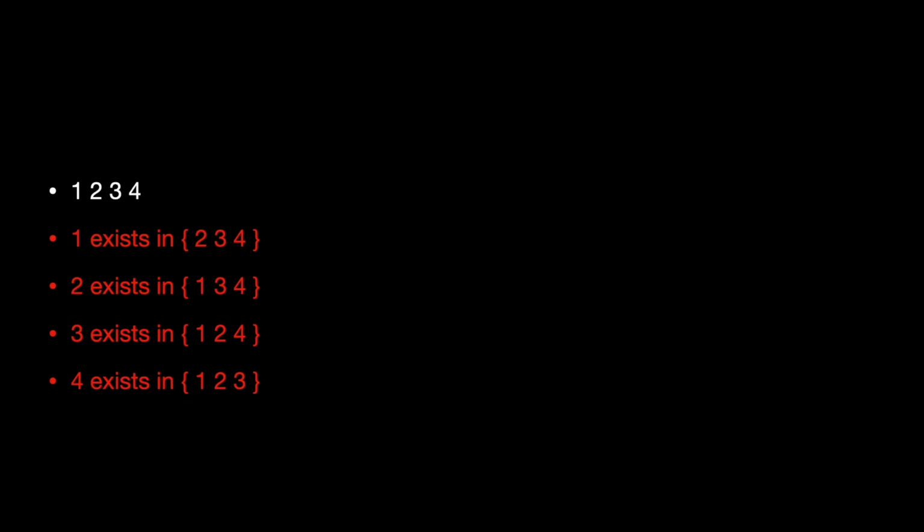But let's say the array was 1, 2, 3, 3. Then 3 would have existed in the other sub-array 1, 2, 3. And hence, we would have gotten our answer true. Now, let's start this in code.